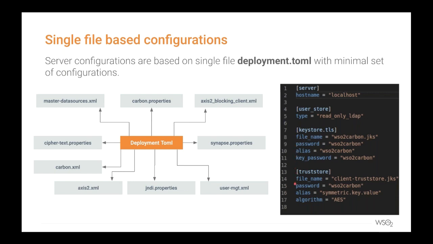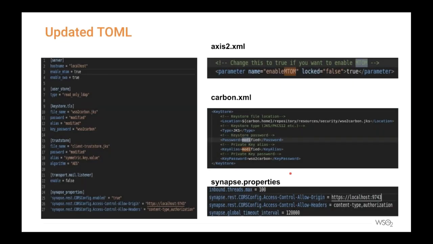So it has only a few minimal configurations, and all other default configurations are there in the pack. So the user doesn't need to be aware of that. Ideally, if you want to change some configuration, in our next slide we have an example for this. If the user wants to enable mterm, what he should have done earlier is go to the access XML and add the parameter as enable mterm true. But now, if you want to add that, you have to add it in the toml, and it will take care of handling those parameters underlying.